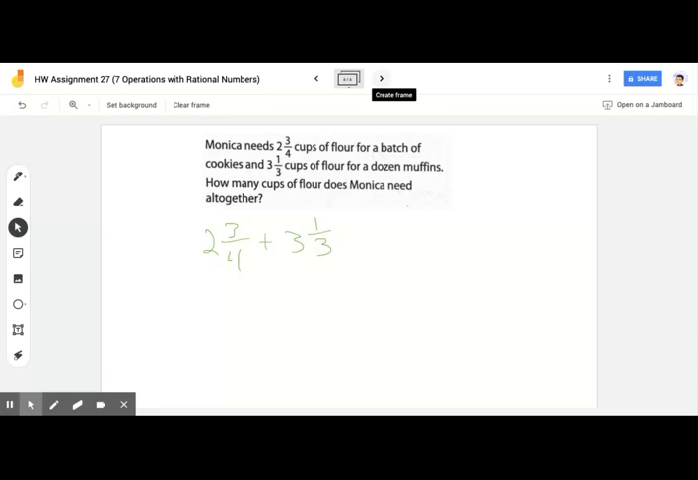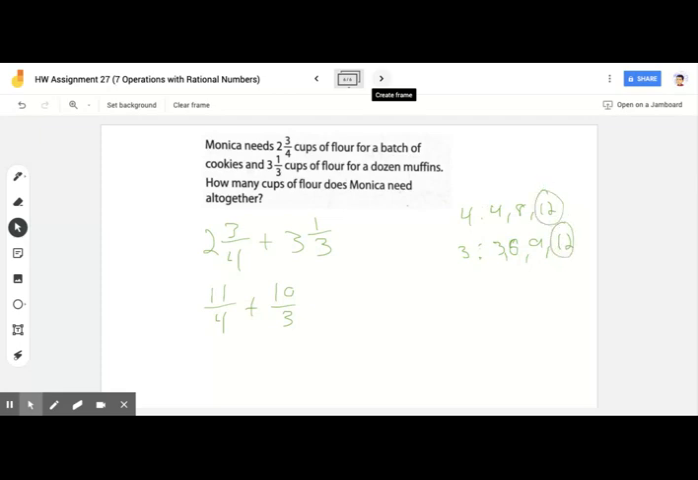All right, so let's turn these into improper fractions. 4 times 2 is 8, plus 3 is 11. So 11/4 plus 10/3. All right, let's find our least common multiple of 4 and 3. The least common denominator, 4 and 3. So I have 4, 8, 12. Oh, I think I found it. 3, 6, 9, 12. Yep, just as I thought.